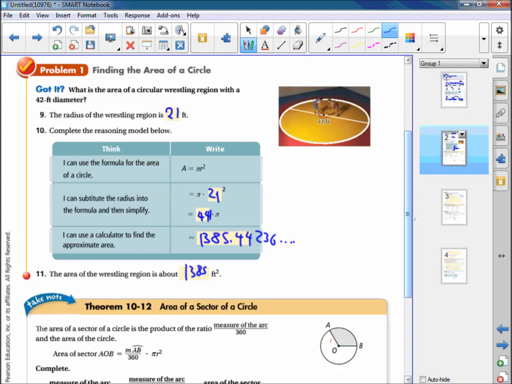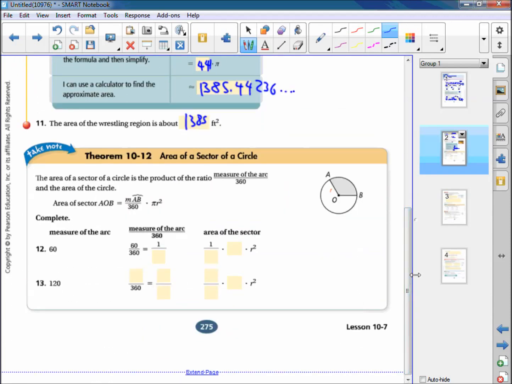All right. Then we have theorem 10-12, the area of a sector of a circle. So we want to find the area of this shaded region here. The way that we do that is we just do the product of the ratio of the measure of the arc to 360, so find the part of the circle you want, times the whole area of the circle. So very similar to what we did for arc length.